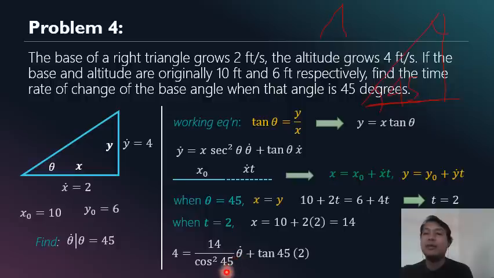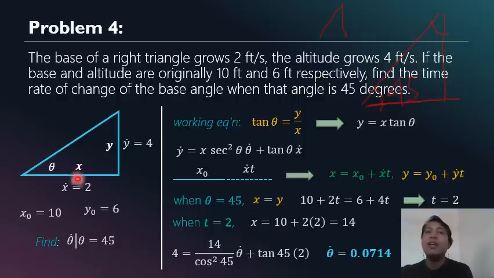Ano ba ang cosine ng 45? Ang cosine 45 ay square root of 2 over 2. No? Ang square root of 2 over 2, pag in-square ko, that is actually 1/2. So, 1/2. Makakaroon tayo ng 14 over 2 dito. Tapos, tangent 45, of course, is 1. Tapos, ito ay 2. So, pwede mo na computein ngayon yung theta dot. Pag kinompute mo, ang makukuha nating value ay 0.0714. So, ito ngayon yung rate ng pag-increase actually.